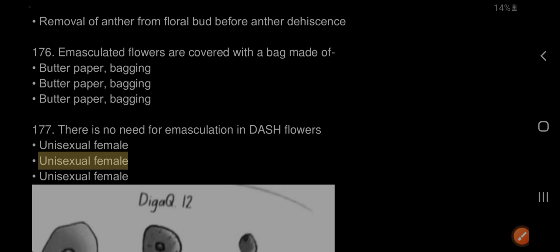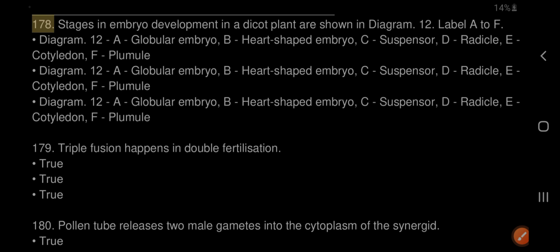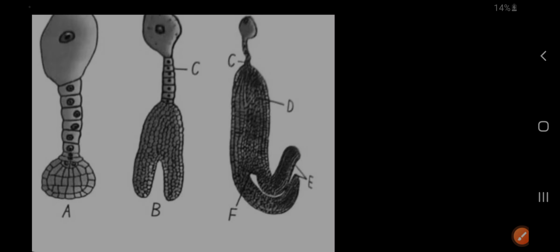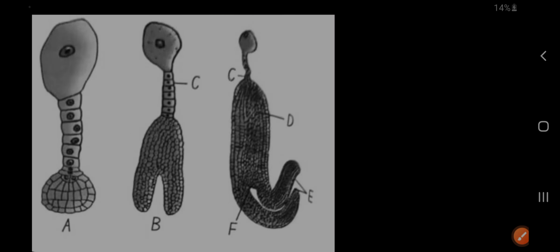178. Stages in embryo development in a dicot plant are shown in the diagram. Label A to F. A, globular embryo. B, heart-shaped embryo. C, suspensor. D, radicle. E, cotyledon. F, plumule.